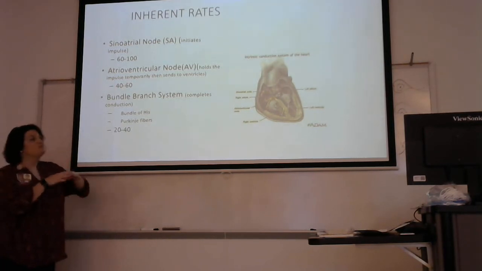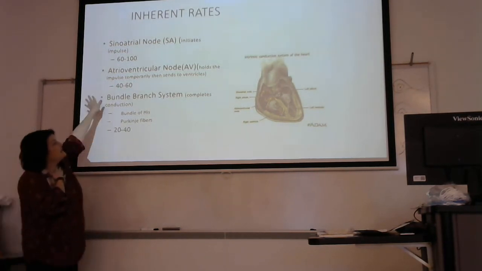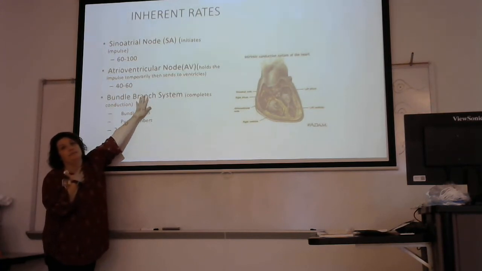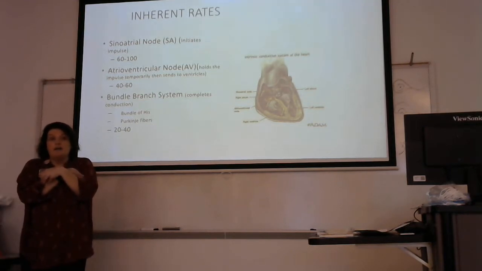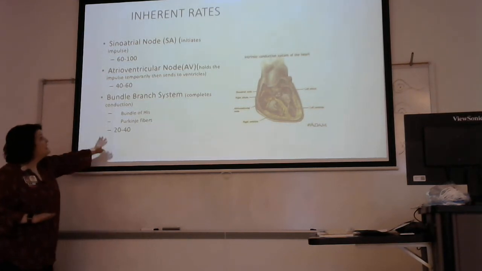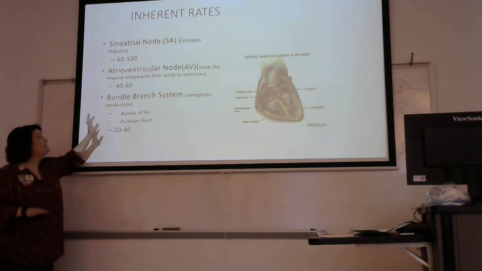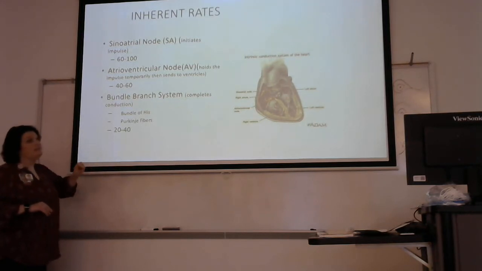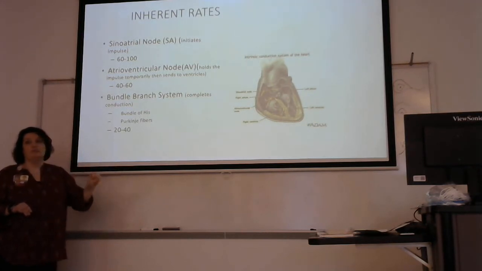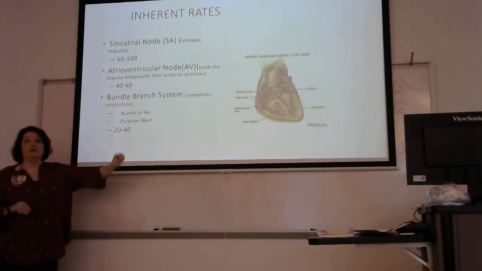Then what happens is, once it's in the SA node, it's going to go down to the AV node. Once it's in the AV node, it's going to hold it, give it just a brief little hug, and then send it on its way down to the bundle branch system. And that, guys, completes conduction. Okay? So it always goes SA node, AV node, bundle branch system. Boom. SA, AV, bundle branch system. Boom. Heart rate. Okay?